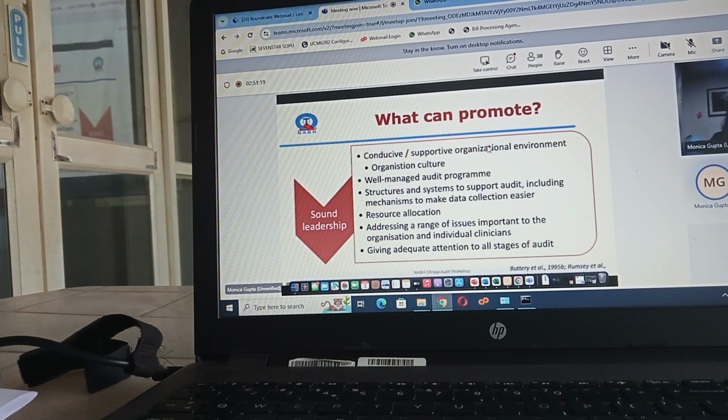Allocation of resources. Addressing a range of issues: you collected your data and you don't know how to analyze it. More importantly, you just don't have the time. So sir mentioned SPSS, various tools are there. One is you have to be savvy and you may not really have time. You've done the audit and for 6 months you're not able to discuss the data because you've not had time to look at it or analyze it. I know for sure that people are able to do the activity, but when it comes down to data analysis and actually writing up the report, there is a delay. Addressing a range of issues important to the organization and individual clinicians, and giving adequate attention to all stages of the audit.